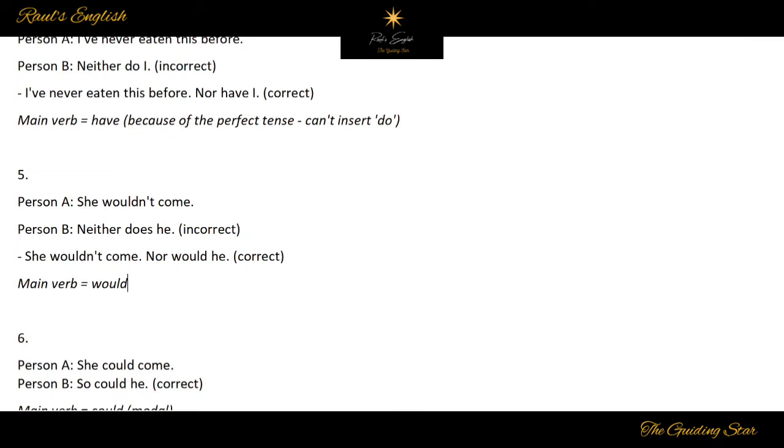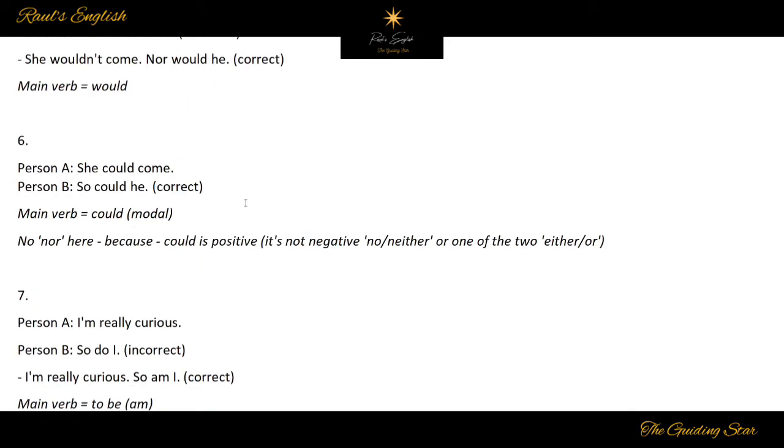Okay, so number five, she wouldn't come. So she wouldn't come, she would not come. So neither does he. Again, the main verb is would over here. So she wouldn't come, nor would he. Right, so six, she could come. So could he. Right, so she could come, so could he.